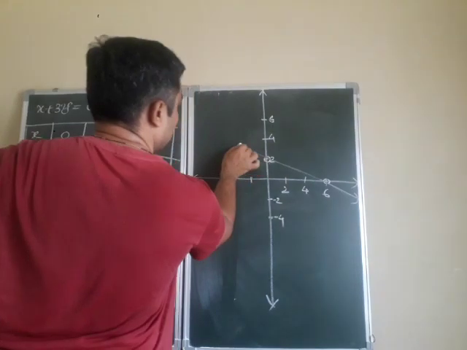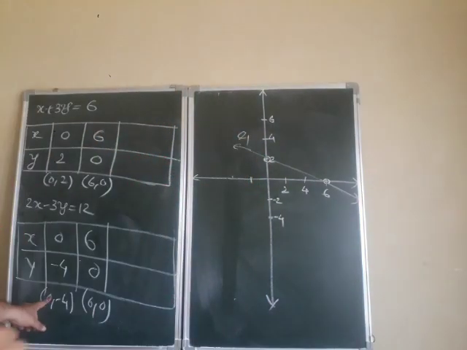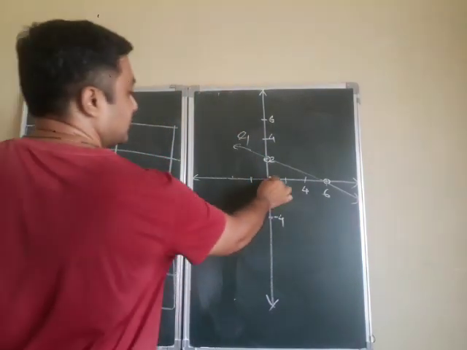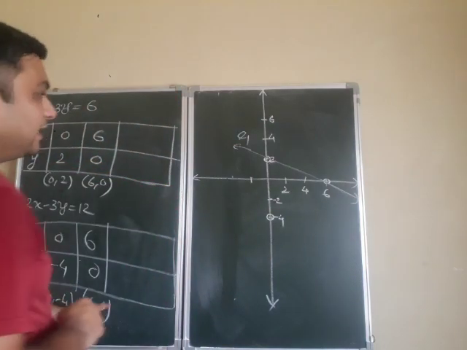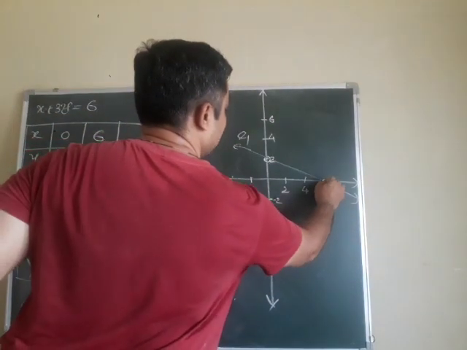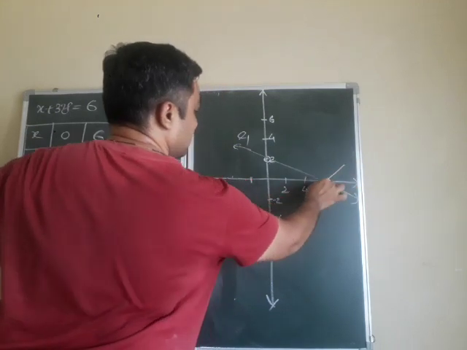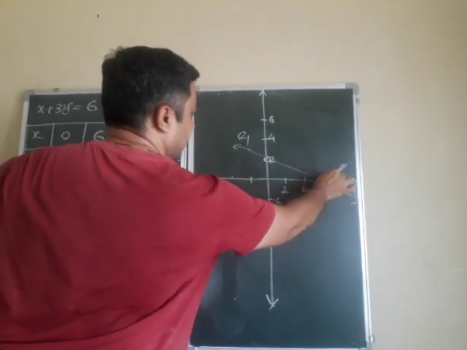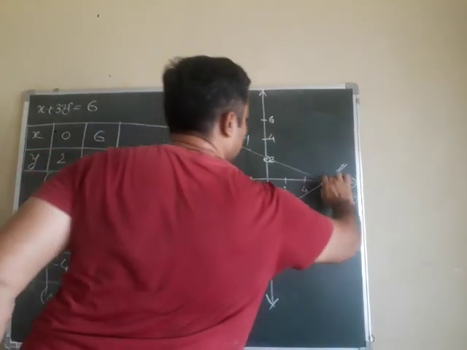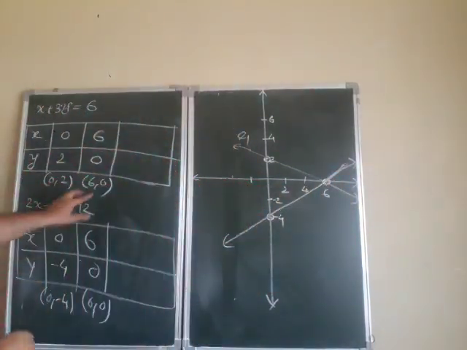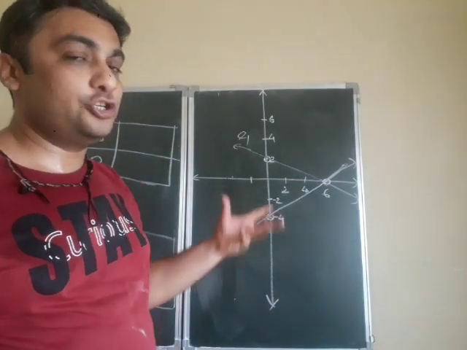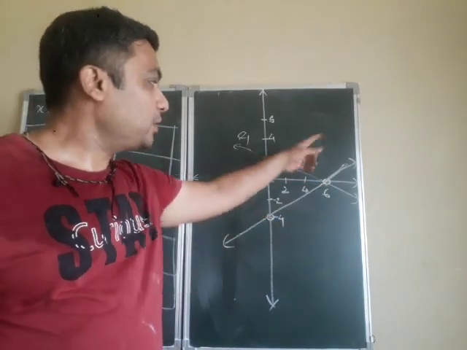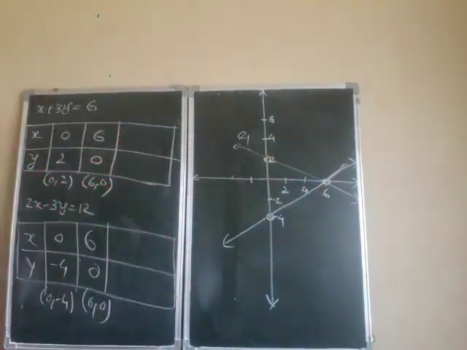Now for L1: 0, minus 4. X is 0, y is minus 4. And x is 6, y is 0. So they are intersecting, one point is common in both. Yes or no? See, one point is common: 6, 0 and 6, 0. It means 6, 0 is a solution of both the lines. So it is a common point. So see, it's an intersecting line.